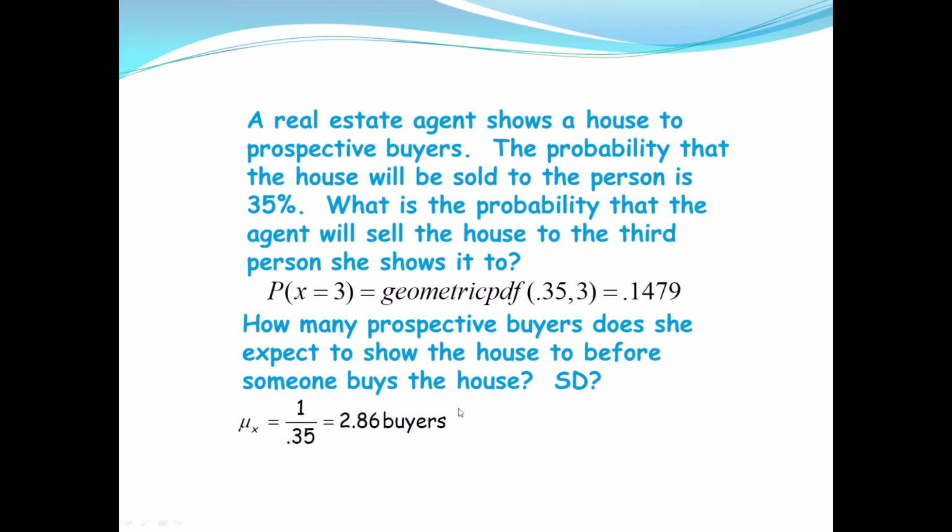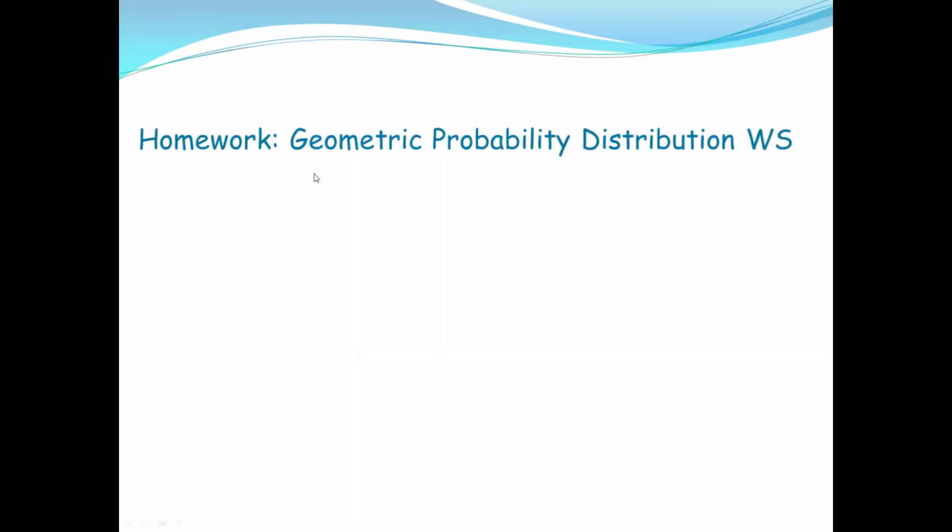Don't round it. And then the standard deviation, just plop it into the formula. I tend to not forget this formula. It's the square root of 1 minus p over p squared. All right. So there it is. That's geometric probability. All right, so go ahead and do the geometric probability distribution worksheet.